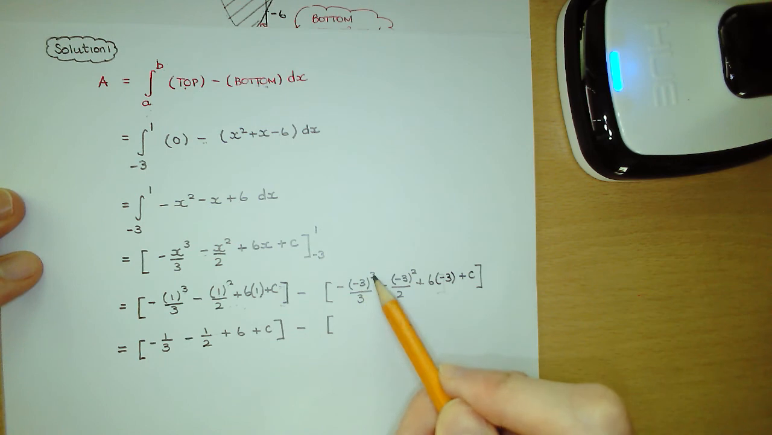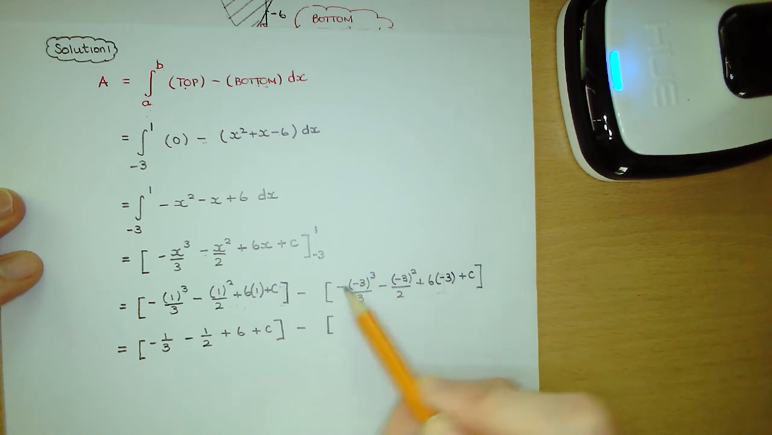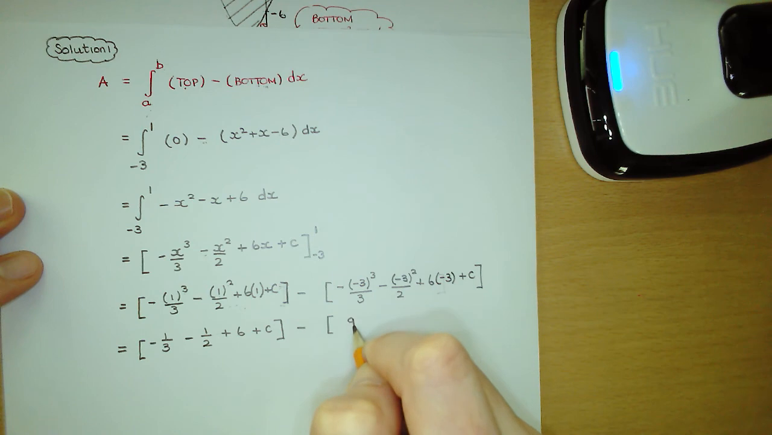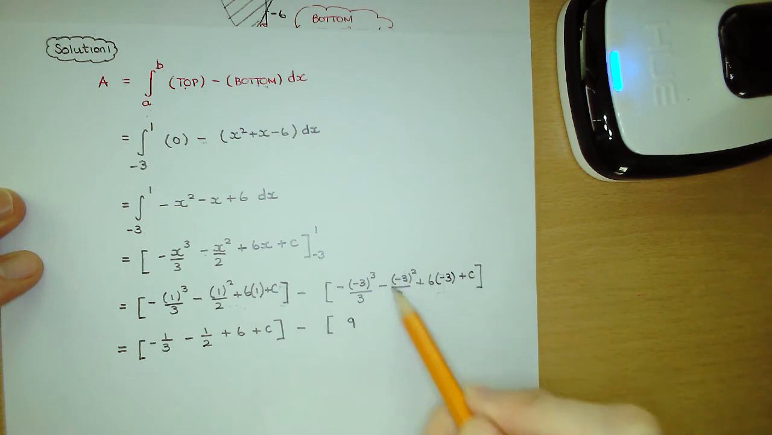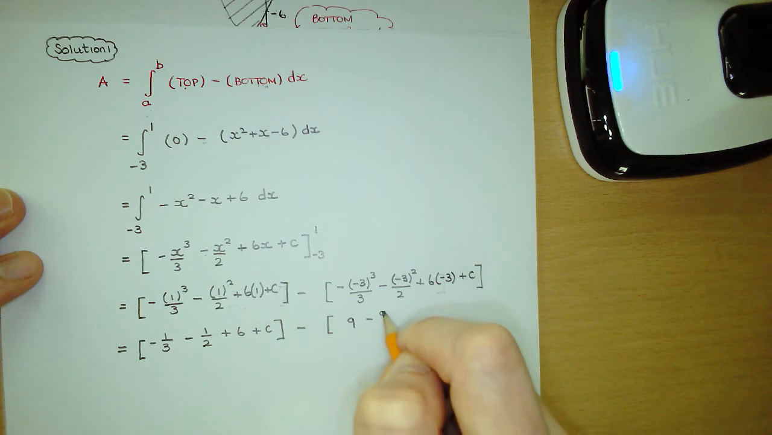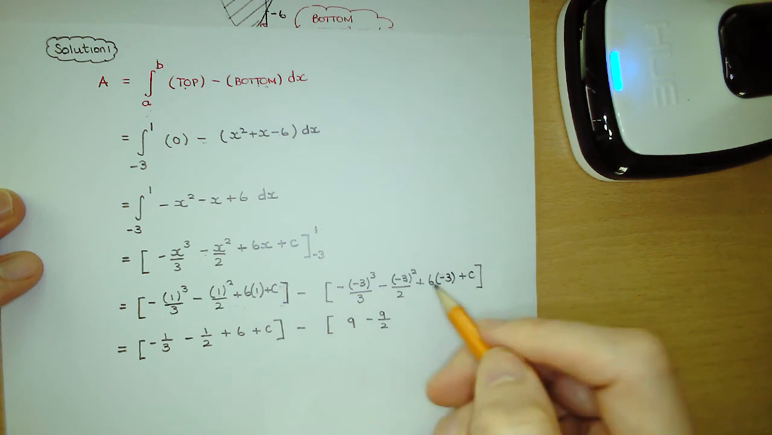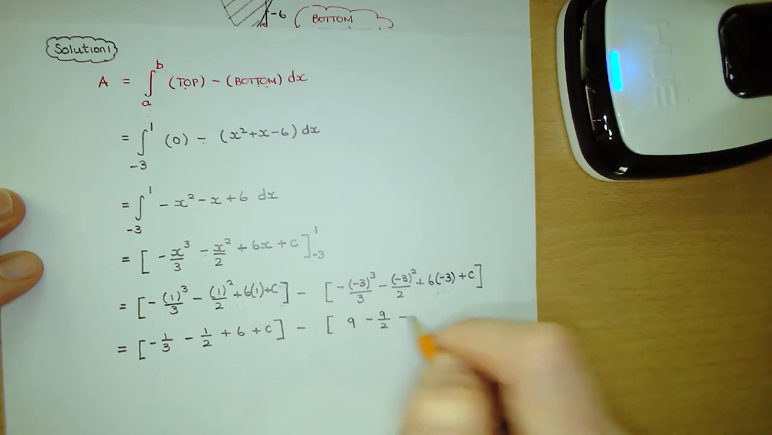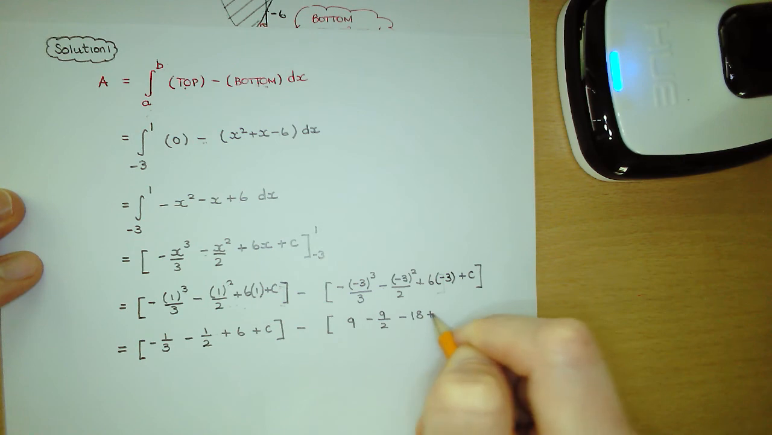Minus 3 cubed is going to give us minus 27, and then you're multiplying that by a minus, so that's all going to be a positive 27, and then divided by 3 is just going to give us positive 9. Minus 3 squared is going to give us 9, but then multiply by a minus, so you're going to get minus 9 over 2. 6 times minus 3 is minus 18, and then plus c.